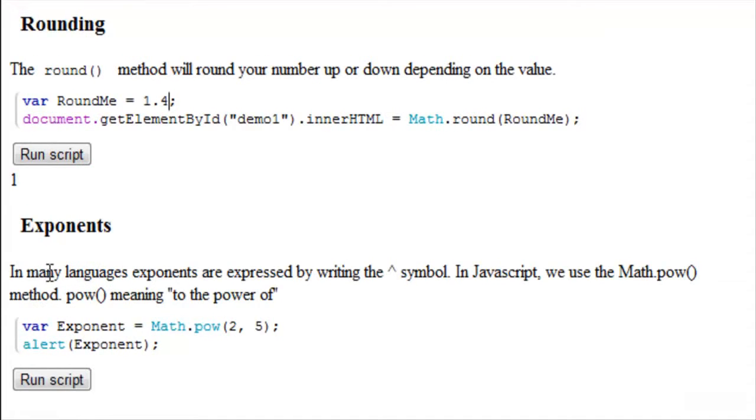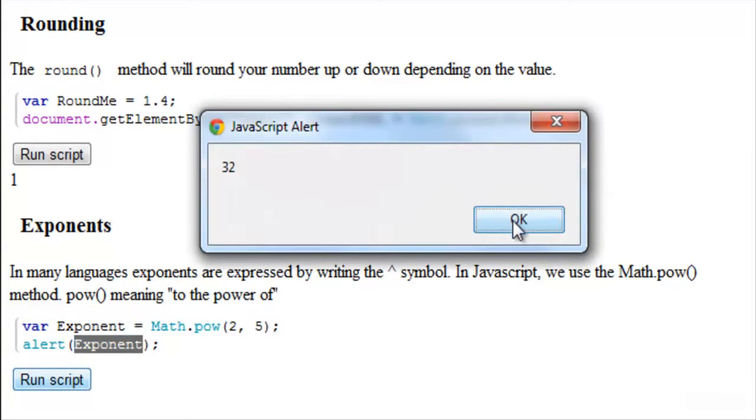Now let's look at exponents. In many languages, exponents are expressed by writing this symbol. In JavaScript, we use math.pow. Pow means to the power of, or pow. Variable exponent is equal to math.pow 2 and 5. So if we alerted our exponent, we would get 32.